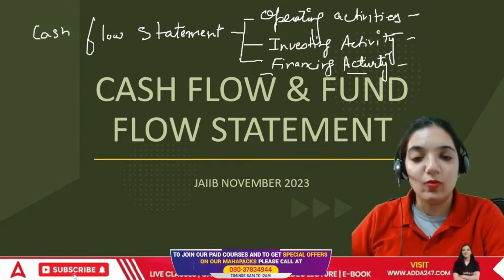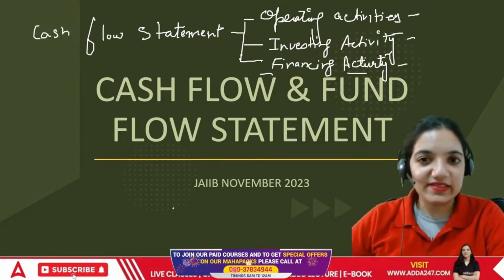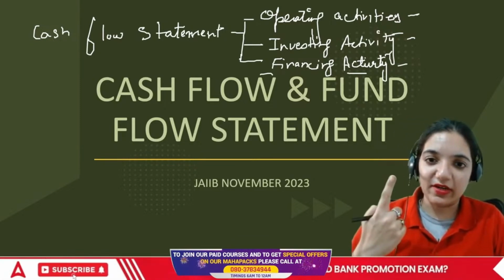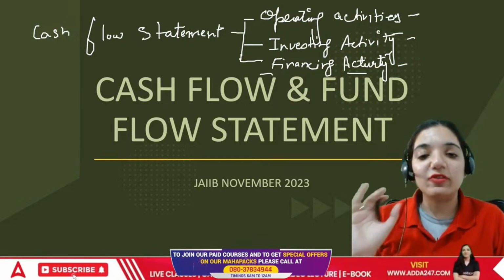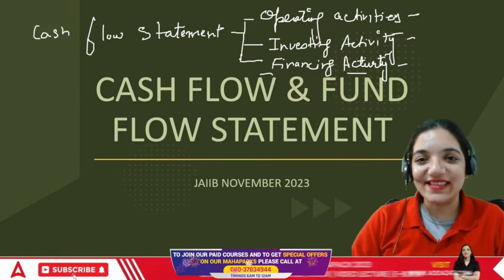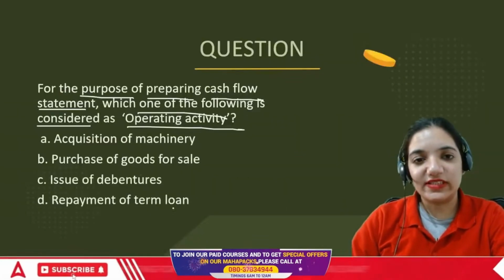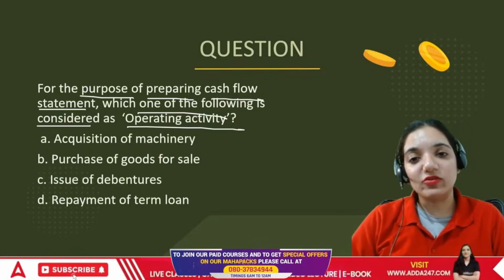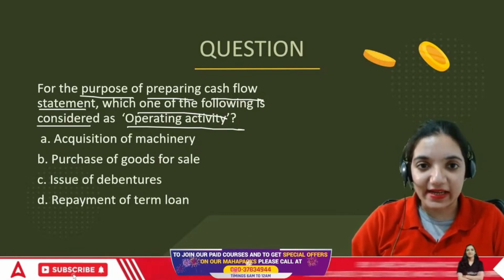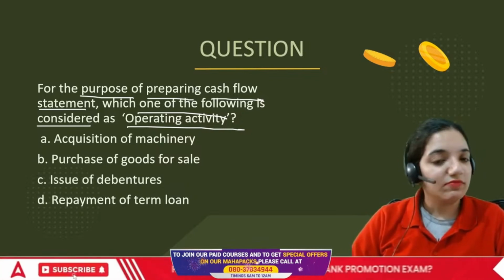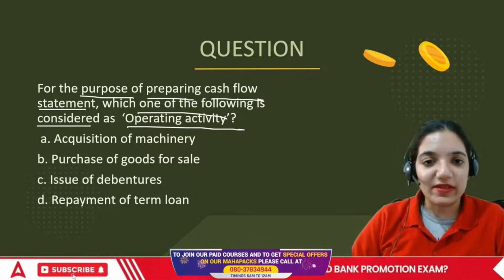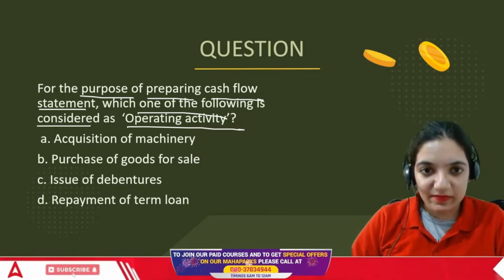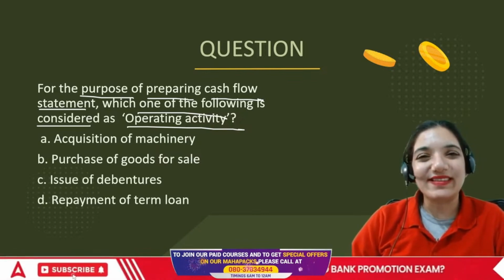Okay, so what next are we going to talk about? Based upon this, I'm going to talk about what are those different activities which might be covered in operating, which might be covered in investing, and which might be covered in the area of financing activity. So let's talk about it in detail, everyone. The first question was based upon operating activity. Acquisition of machinery, purchase of goods for sale, issue of debentures or repayment of term loan. For the purpose of preparing cash flow statement, which one of the following is considered as operating activity?